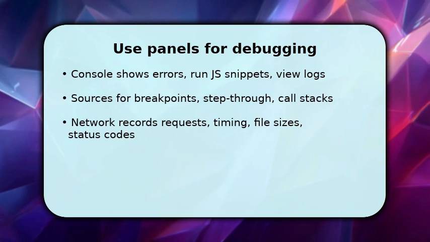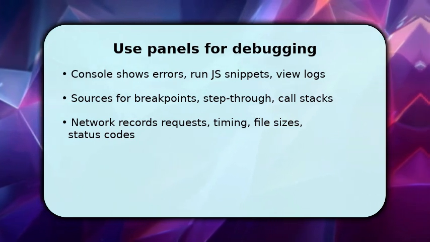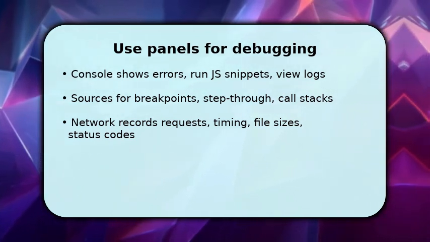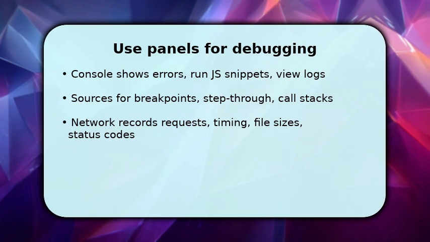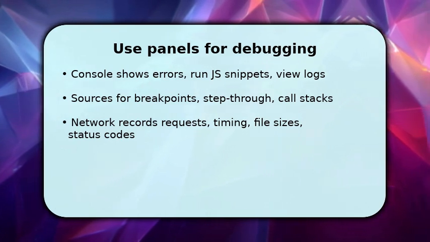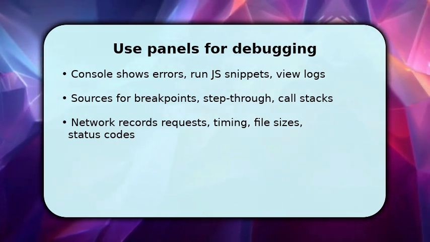Use the console to run commands and inspect logged objects. This reveals runtime values quickly. Then open sources, set breakpoints, and step through code to observe variable changes and call stacks. This is how you find logic bugs.